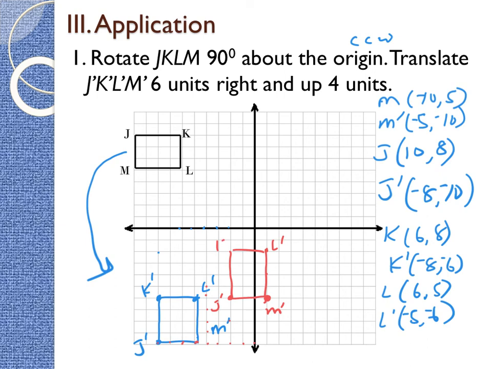Now, you can see when I did the translation, those are double primes, it stayed in the same order. When I did my rotation, my J's and K's and M's and L's all went to a different spot. But when I did a translation, they stayed the same, in the same order.